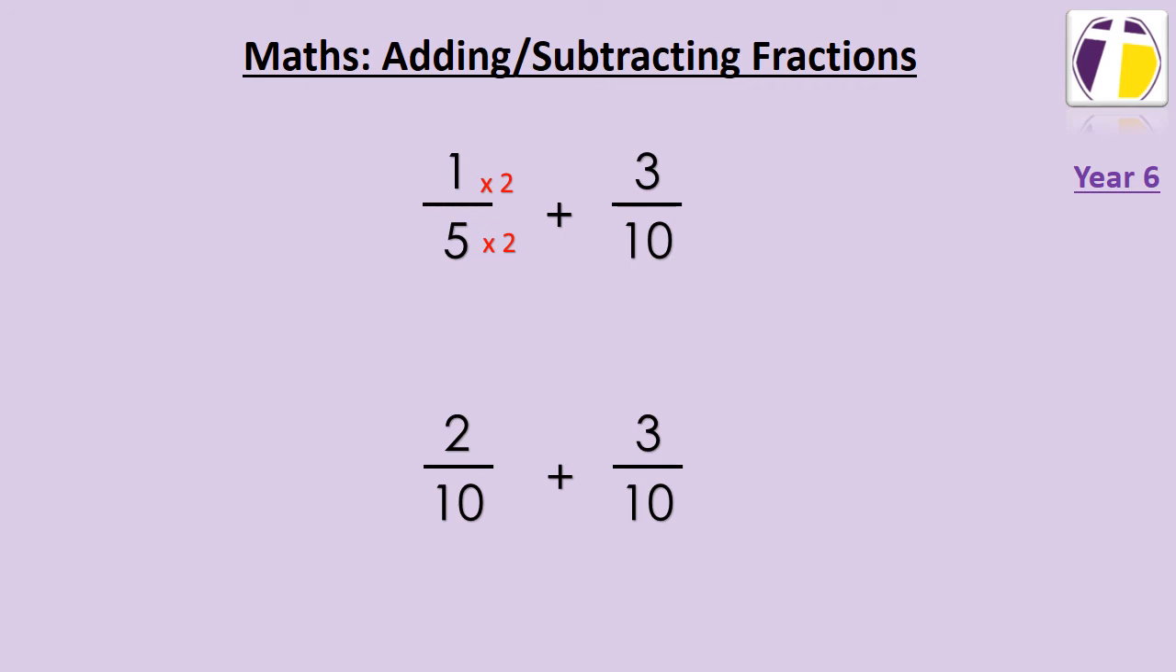2/10 add 3/10 is 5/10, which is the same as a half. Therefore, 1/5 add 3/10 is 5/10, which is the same as a half.